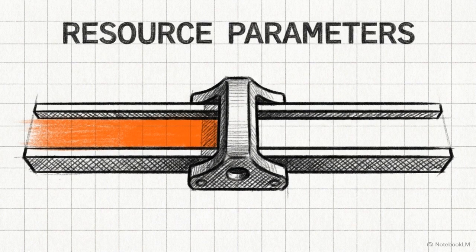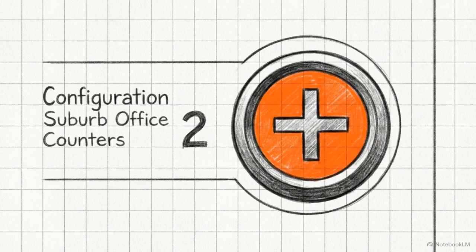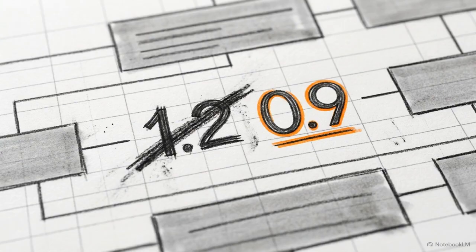Let's try to eliminate that bottleneck by adjusting the resource parameters in the code. First, go to the configuration section and add 1 more service counter to the suburb office. Second, we'll simulate staff training. Find the permit application multiplier for that overburdened counter and lower it from 1.2 to 0.1. Save your changes and run the simulation again.